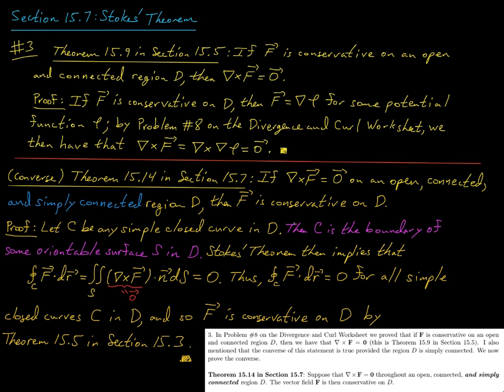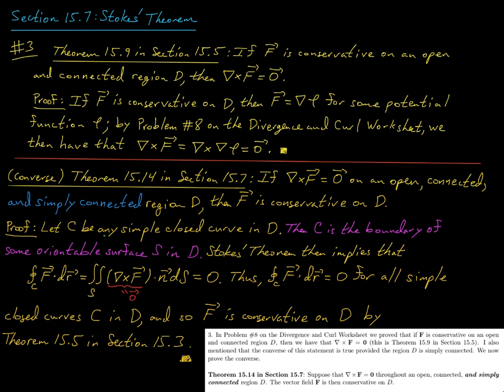Now it turns out, and this is an advanced result that we're just going to have to take on faith, that this additional assumption that our domain D is simply connected implies that a simple closed curve C in this region is the boundary of an orientable surface S in the region D. With that, we can then apply Stokes' theorem. Stokes' theorem says that the integral around this boundary curve C is equal to the surface integral of the curl of our vector field over this surface S. Since we're assuming that the curl is equal to 0 everywhere on the region D, this surface integral is just 0. And so in turn, the line integral over this simple closed curve C is equal to 0.